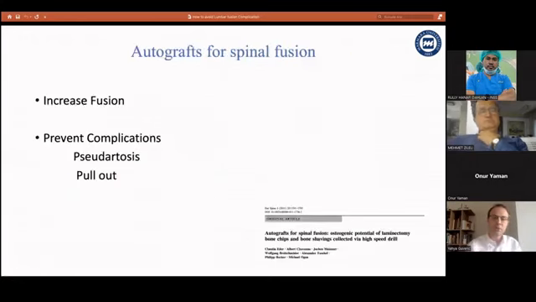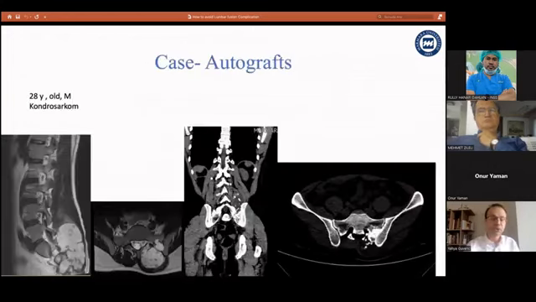Autograft for spinal fusion is very important because it increases fusion and prevents complications, pseudoarthrosis, and pull-out. We should select autograft instead of synthetic grafts. For example, this is a case in which we used autograft.